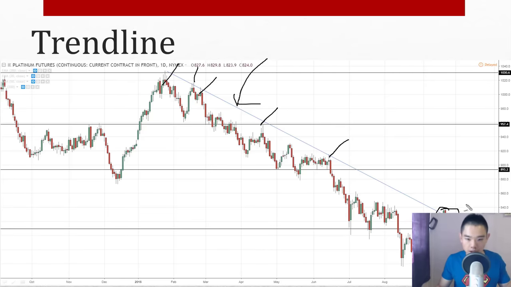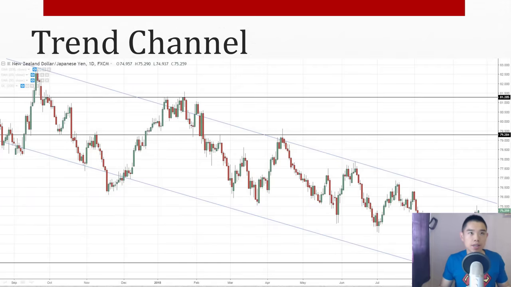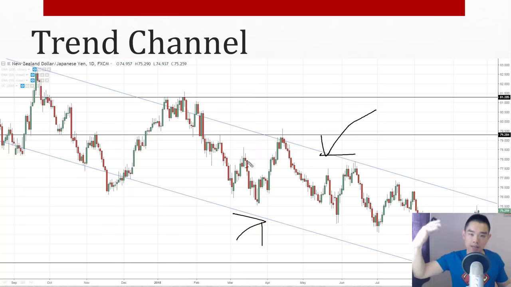So you know that if you want to sell, this is pretty much a good level to sell, since the market has respected this trend line in the past. Trend channel is just a slight variation of it. A trend channel has two diagonal lines, this one here and this one here. We call these two lines a trend channel, where you notice that sometimes the price can bounce up and down within the channel. Again, it's used to help you identify an area of value.